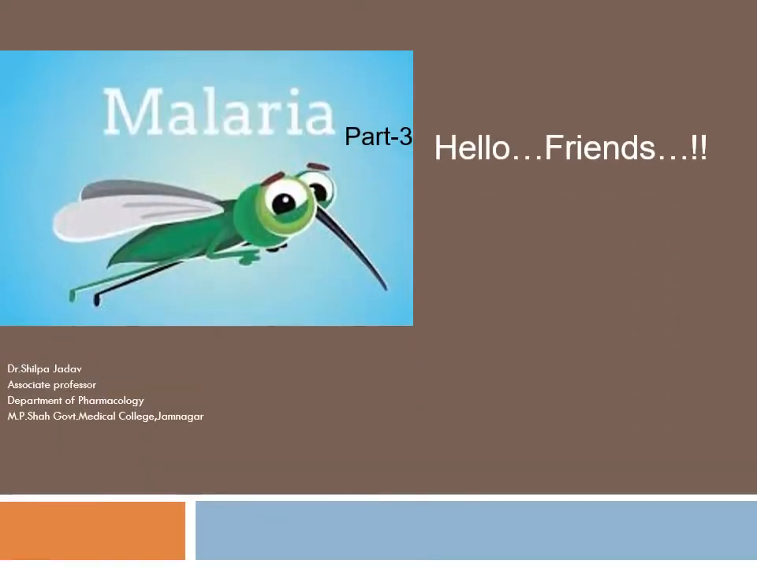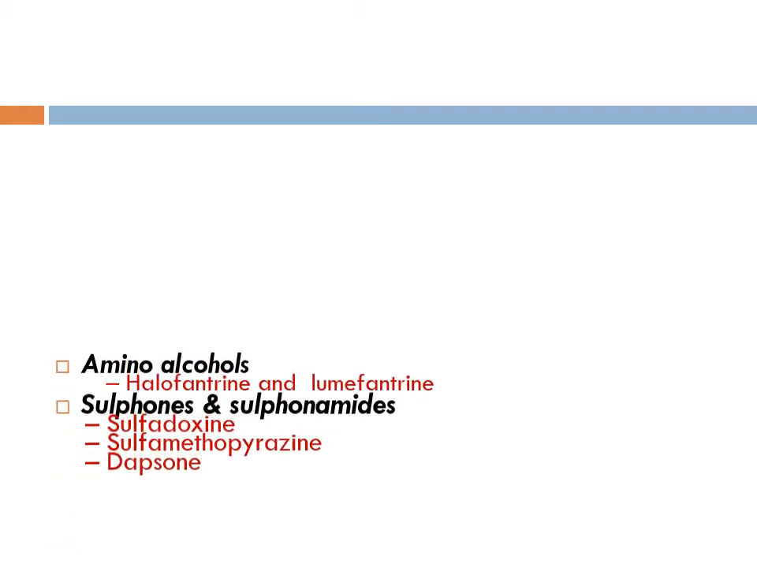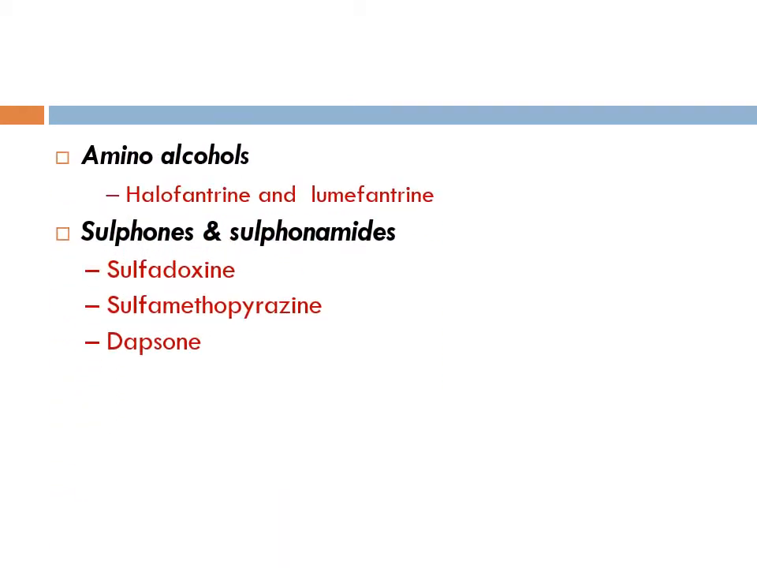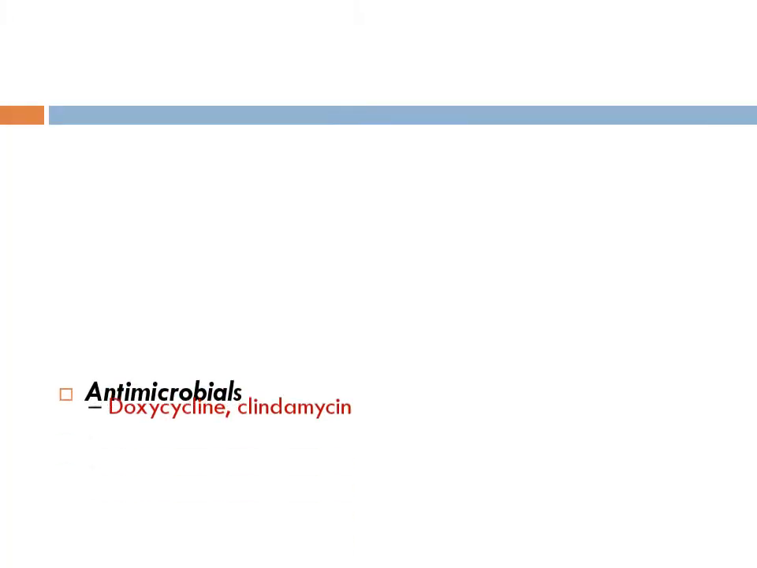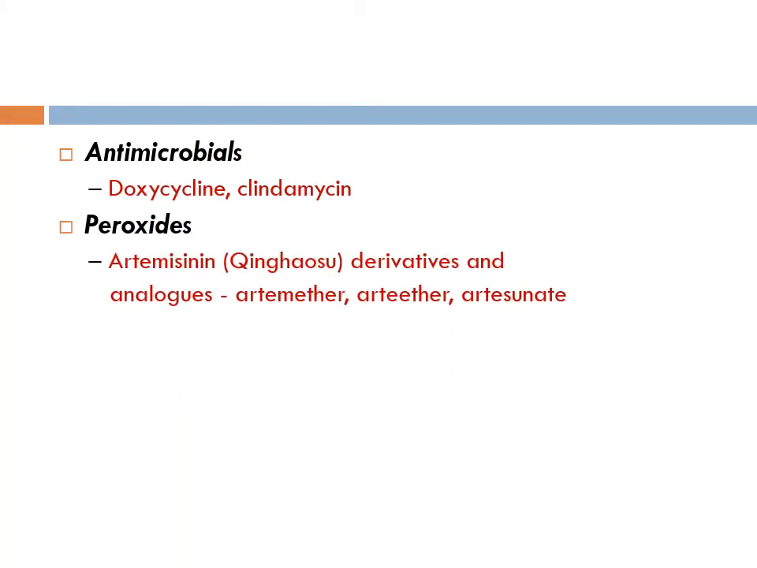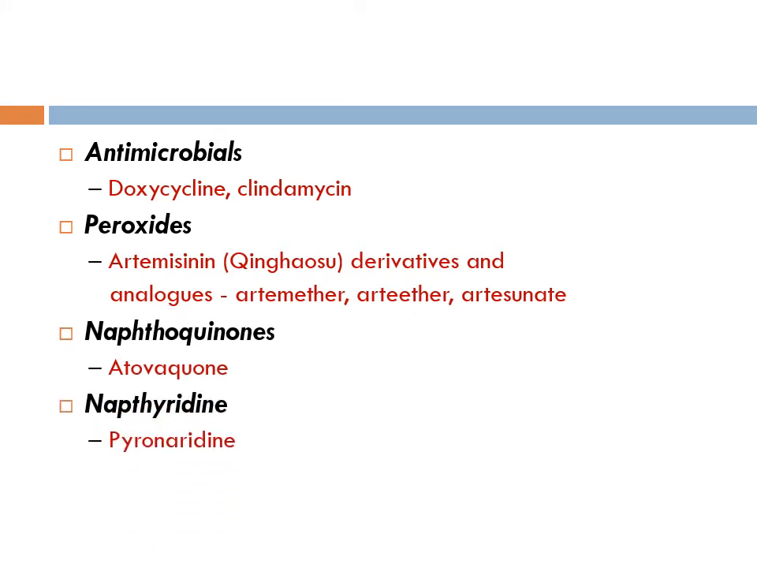Hello friends, today we are going to talk about drugs used in treatment of malaria. So in this part of lecture, we will learn about amino alcohols, sulfone and sulfonamides, biguanides, diaminopyrimidine, antimicrobials, peroxides, naphthoquinones and naphthyridine.